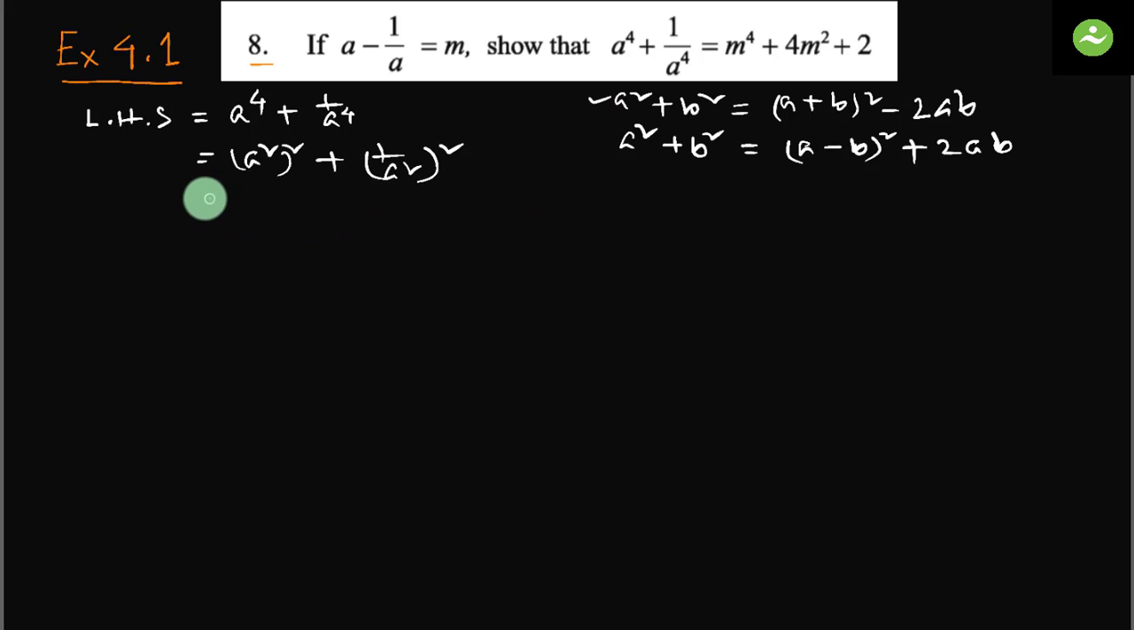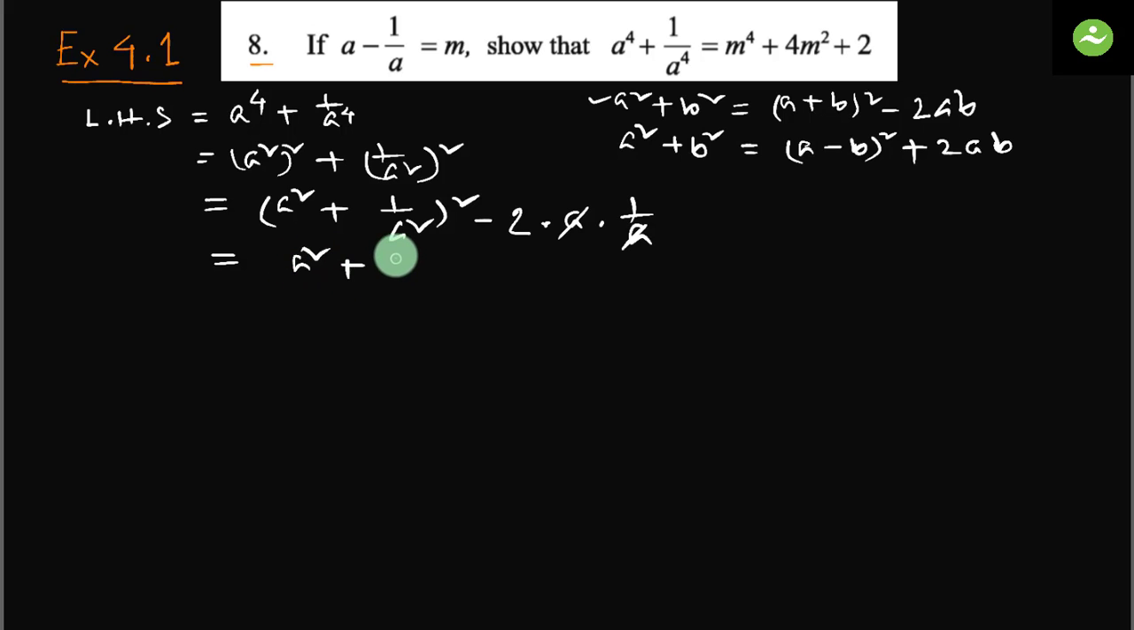What happens? We get a square plus 1 by a square. This is a and this is b, so (a plus b) whole square minus 2ab, minus 2 into a into 1 by a. If simplified, this is just minus 2. So it equals (a square plus 1 by a square) whole square minus 2.